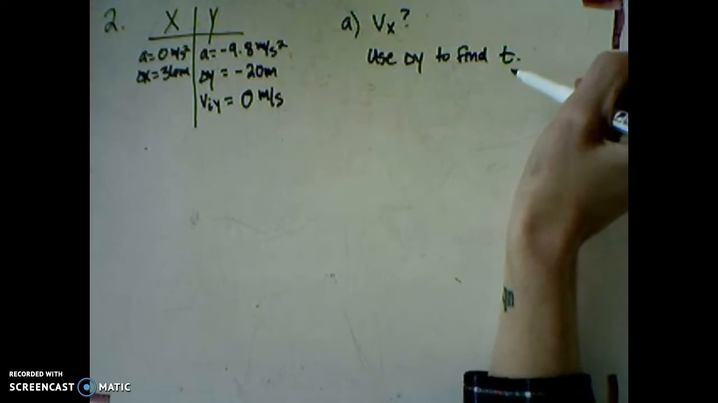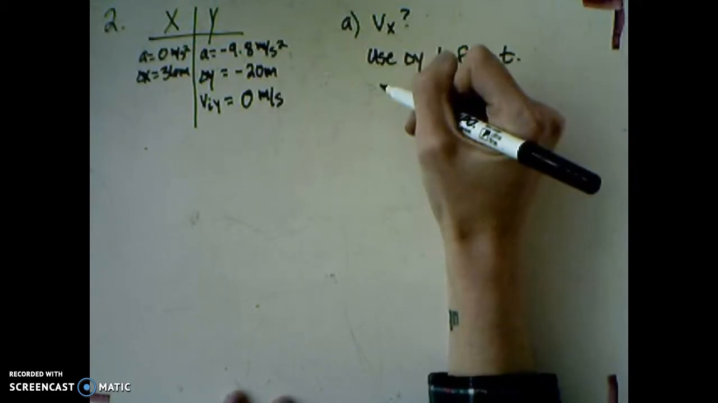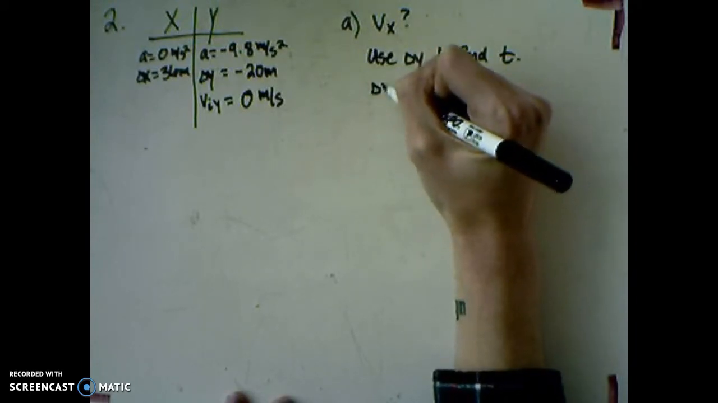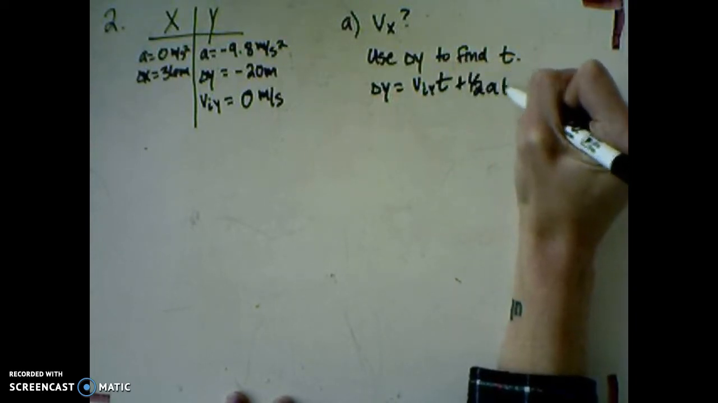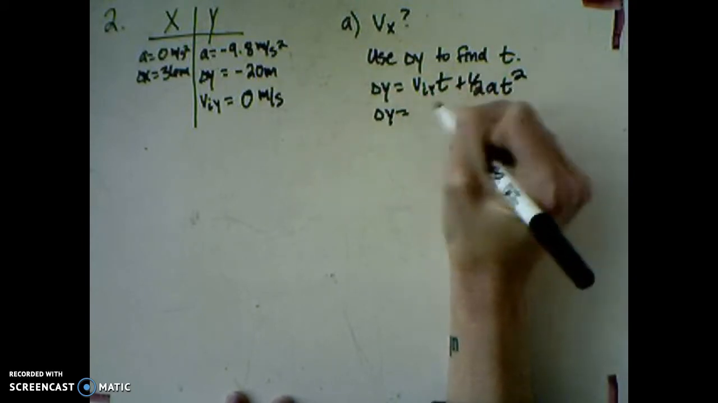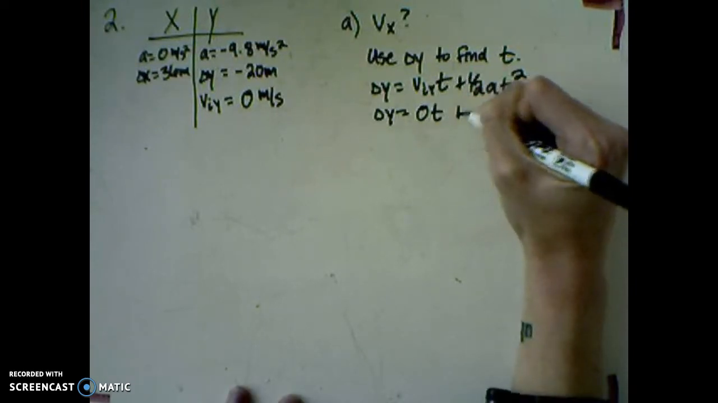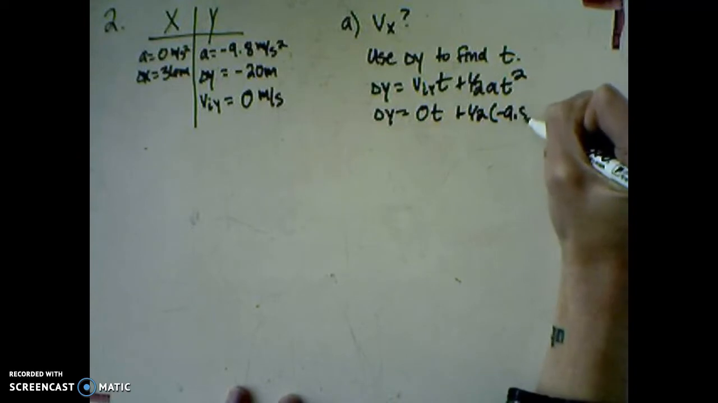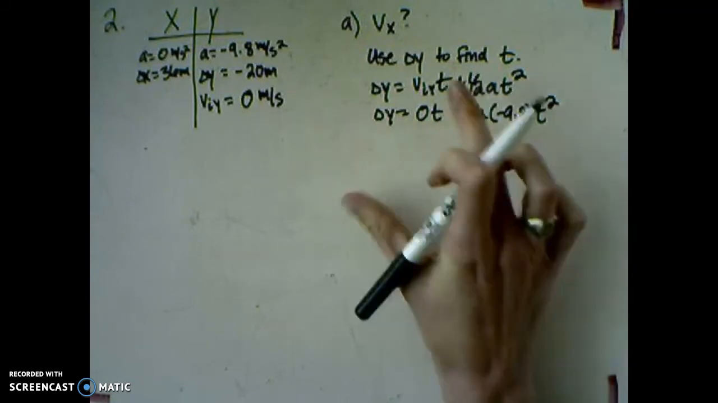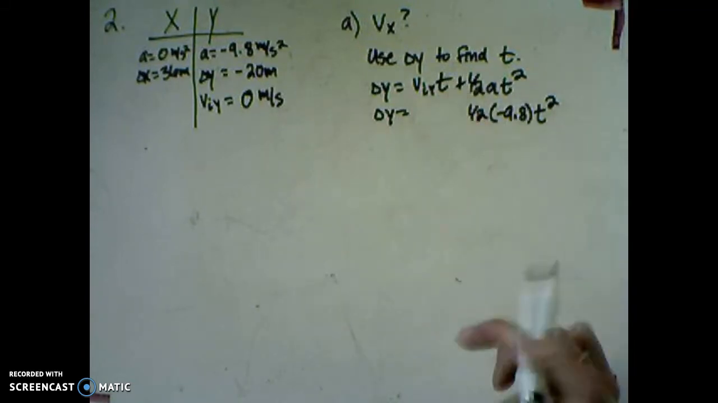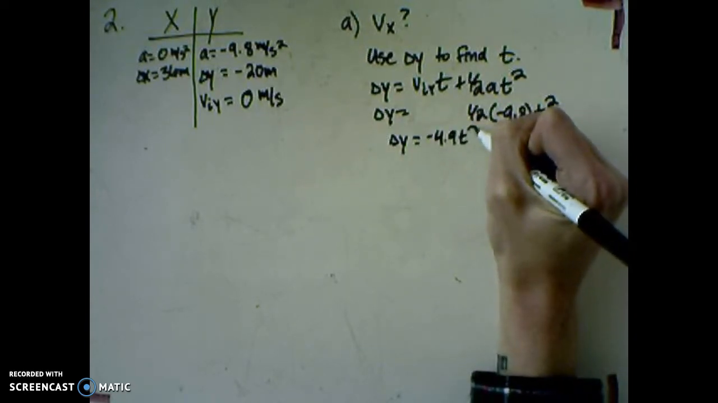Then remember, time can go in between the two, the Romeo and Juliet piece again. So delta y, I know my equation is going to be delta y equals vi y t plus 1/2 a t squared. My initial y velocity is 0, so I have 0 times time, which I don't know, plus 1/2 times negative 9.8 times time squared. 0 times anything is 0, so this term really goes away. So then delta y equals negative 4.9 t squared.